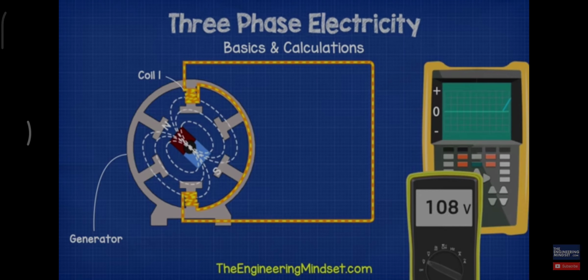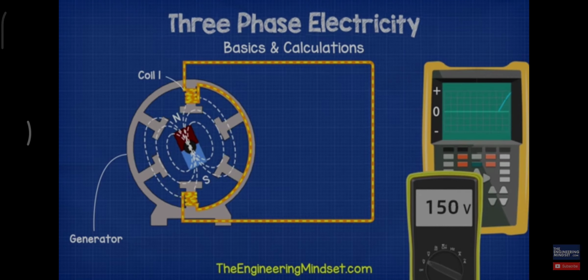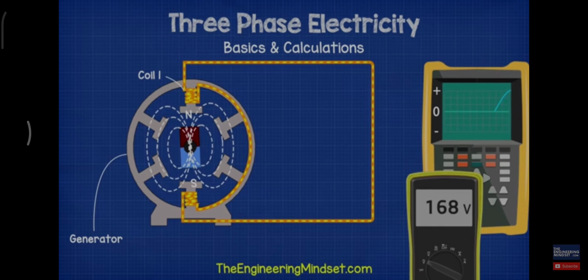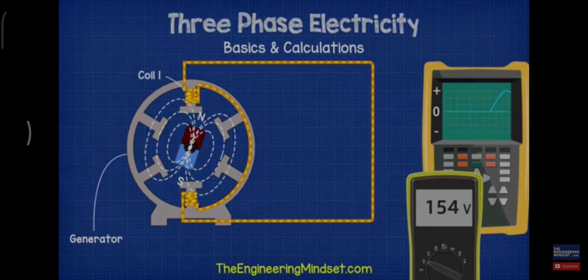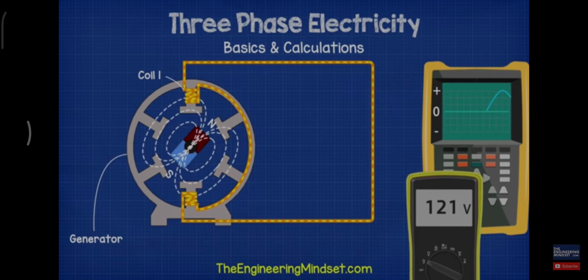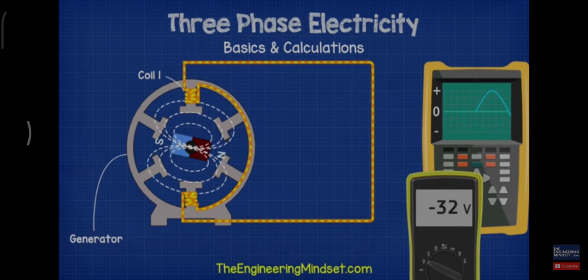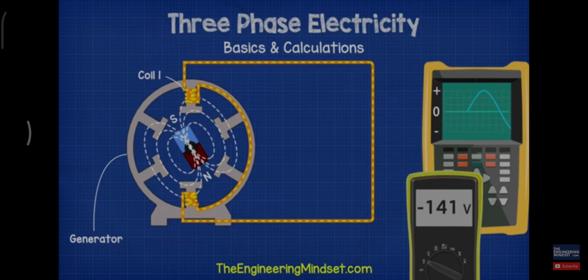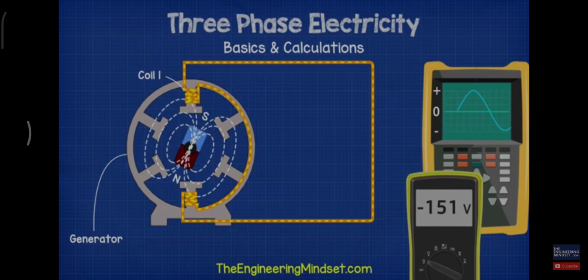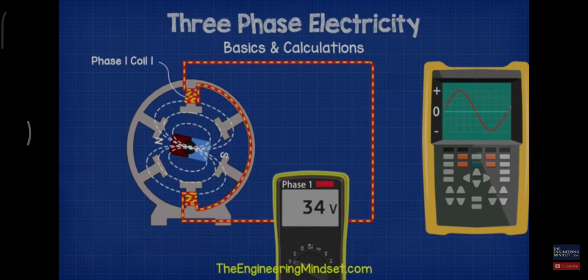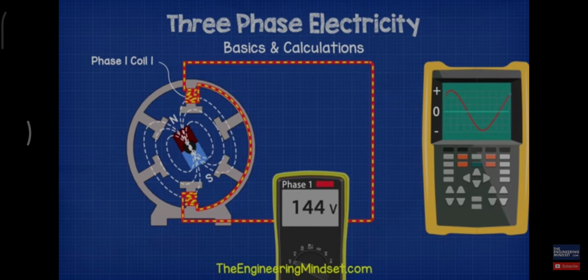The north side pushes the electrons forward, and as the strength of the magnetic field increases, more electrons flow up to a maximum point. Then we're leaving the north magnetic field, so the number of electrons decreases down to zero. Then the south pole pulls the electrons backwards, so we get the negative values up to a maximum and then back to zero. This one circuit gives us a single phase supply.